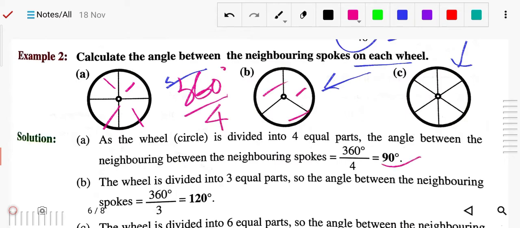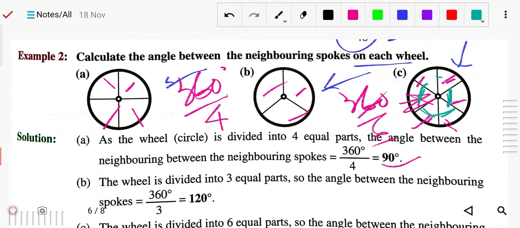Similarly, how many parts? 3 parts, so divide by 3. How many parts are here? Check it: 1, 2, 3, 4, 5, 6 parts. So you divide 360 by 6, and you will get 60 degrees. Each angle is 60 degrees, and whenever you add a 60 degree angle 6 times, you get 360 degrees again. So this is for the clock.